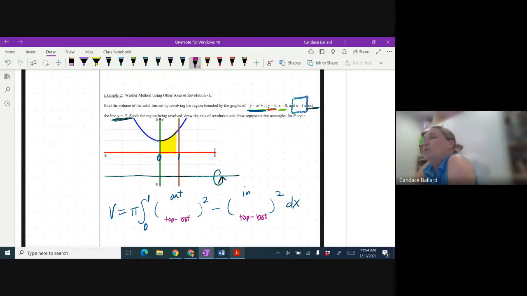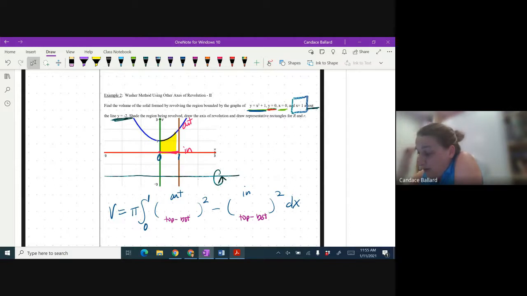Yeah, the outer is the blue, okay? Because it's further away from my axis of rotation. And we're using the axis this time because it is touching, it's the bottom part of the bound on the yellow, right? The yellow area that we highlighted. Okay, so my top is the blue, and that's the outer, and this guy is the inner.